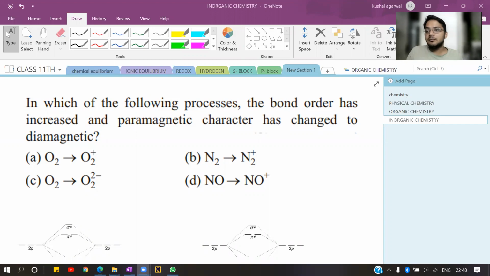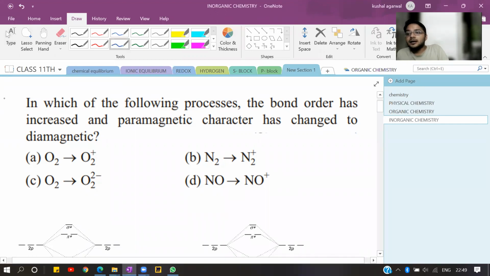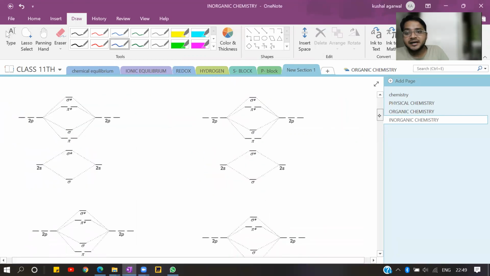And here is a problem from the chapter Chemical Bonding. So the question is, in which of the following processes has the bond order increased and the paramagnetic character changed to diamagnetic? So you have to predict in which of the given options the bond order has increased and paramagnetic character has changed to diamagnetic. So you have to observe each and every option.